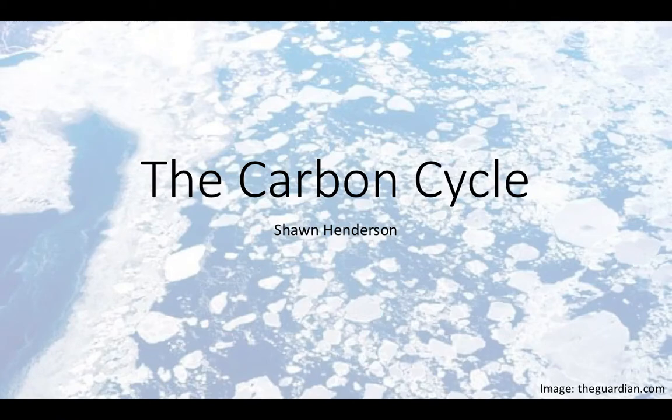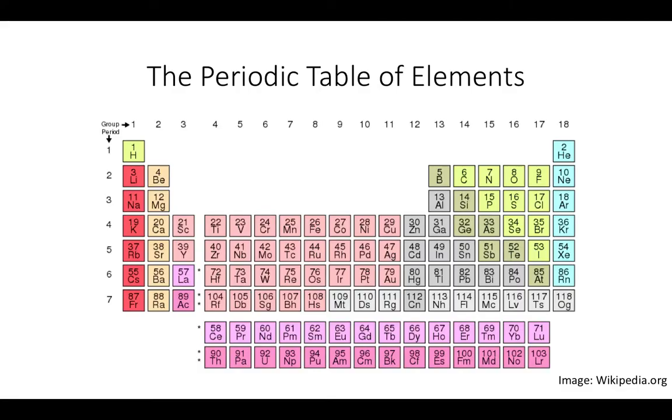Hello and welcome. In this video, we are going to be discussing the carbon cycle. But first, what is carbon? Well, carbon is an element, which means it is a type of atom, and you can find our friend carbon right up here near the top of the periodic table of elements.